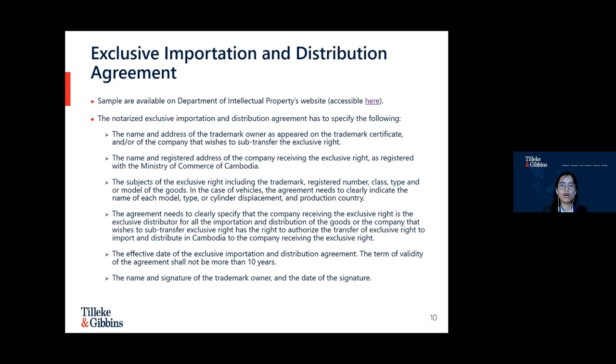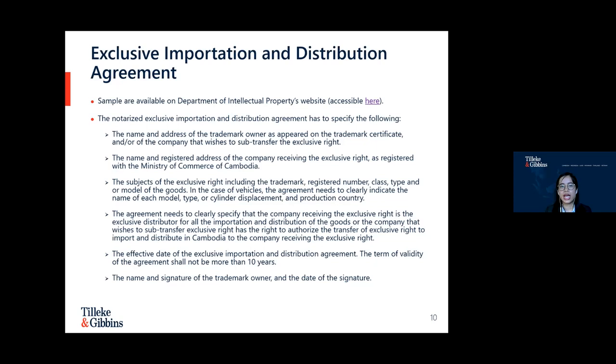But the thing is, if they use their own version, they need to abide by the condition that certain information has to be specified in those agreements. So in most cases, we normally recommend our clients to use the sample provided by the DIP, because it doesn't contain much confidential information, and it is the format that the DIP already accepted. So it makes the record process smoother than using the actual agreement itself.